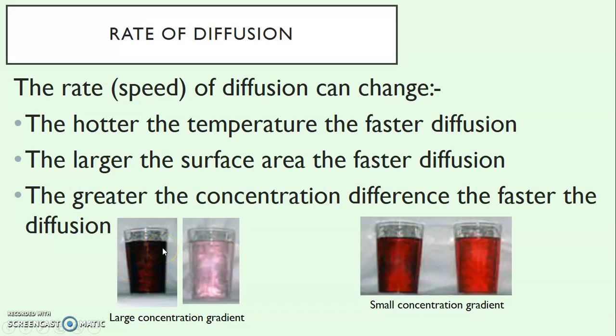So we say this has got a large concentration gradient. So in this example, diffusion would go from here to here quite quickly. In this one, there isn't much difference. This is still higher and this is lower, so the particles would move in this direction, but it wouldn't happen as much because there is a smaller concentration gradient. So that is all about diffusion, the movement of particles from an area of high concentration to an area of lower concentration.